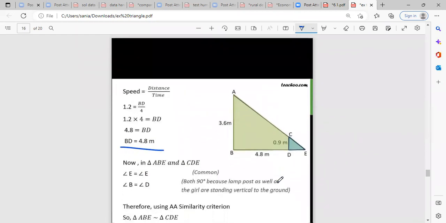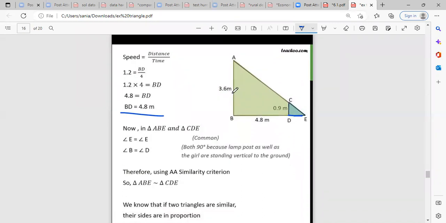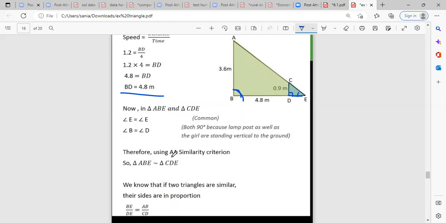Clear? Yes. Okay. Now in triangle ABE and triangle CDE, these are the two triangles. Basically, you have to find this one. Over here, what is happening? Angle E is equal to angle E because in both it is common. Angle B is equal to angle D. Why? Because both are 90 degrees. And then therefore, with AA similarity criteria, you can see this triangle is similar to this triangle, right?